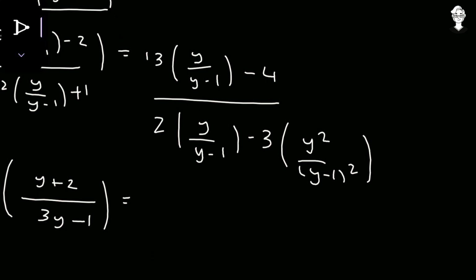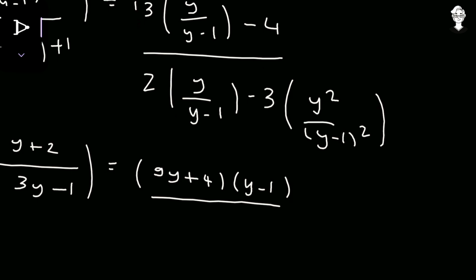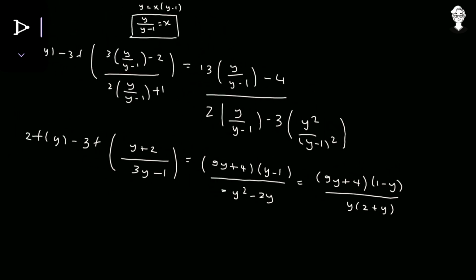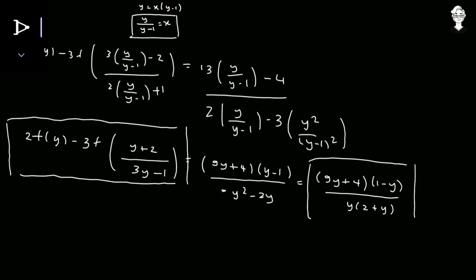so 13 times y minus 4 times y is 9 times y plus 4, so 9 times y plus 4, and that thing has been multiplied with y minus 1 because here it is square, and in the denominator we have negative of y square and negative of 2 times y. So this thing can also be written as 9 times y plus 4. Now the negative from the denominator will change this particular sign, y minus 1 will now turn out to be 1 minus y, and in the denominator y square plus 2 times y, so y taken common, 2 plus y. So this is the value of this thing, that is 2 times f of y minus 3 times f of y plus 2 upon 3 times y minus 1. So this is the LHS and RHS.